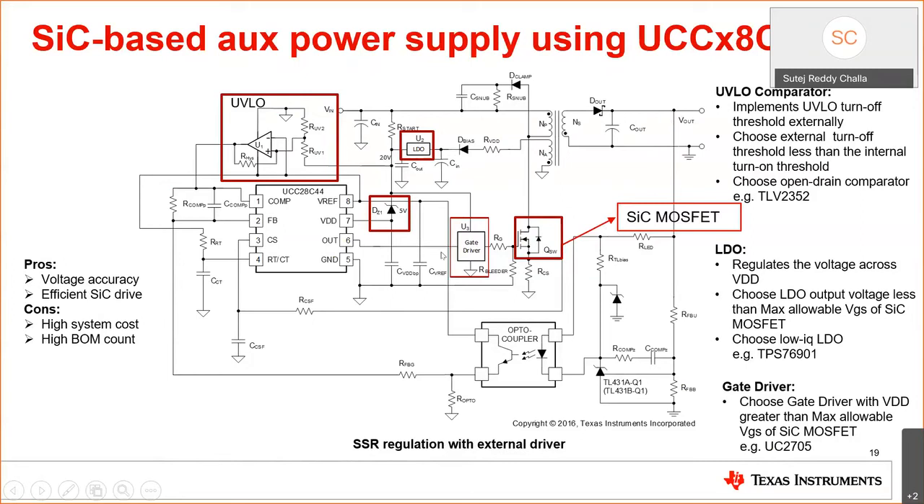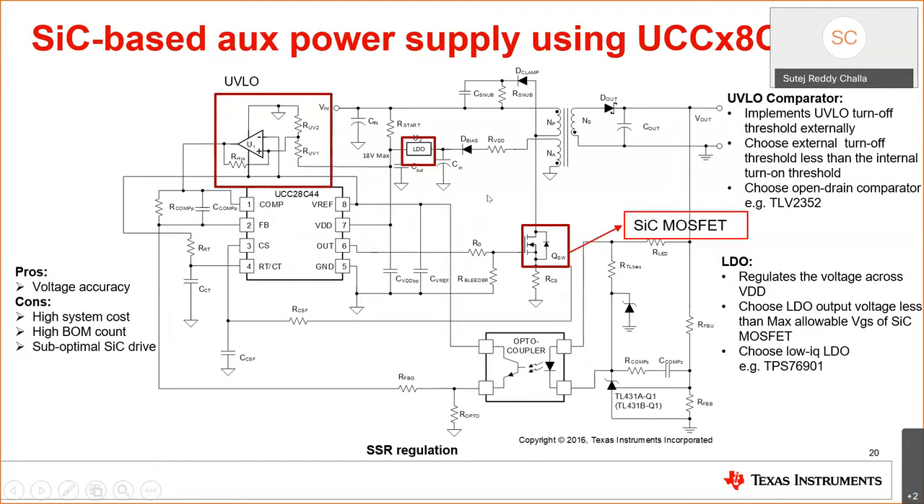And the second advantage is the third generation silicon, the first generation silicon carbide MOSFET, which is 20 volt rated, is being efficiently driven with a 20 volt gate drive. And the disadvantages, as obvious, are higher system cost and high BOM cost because of so many additional external components.